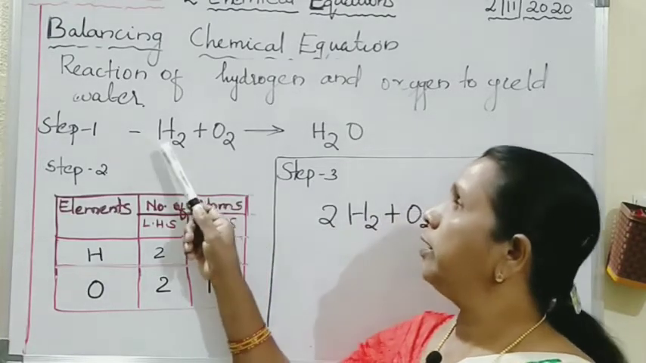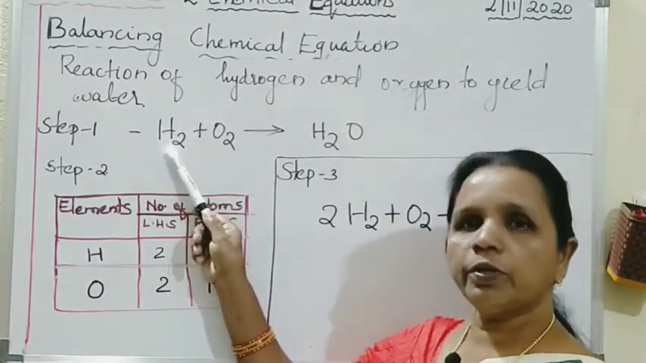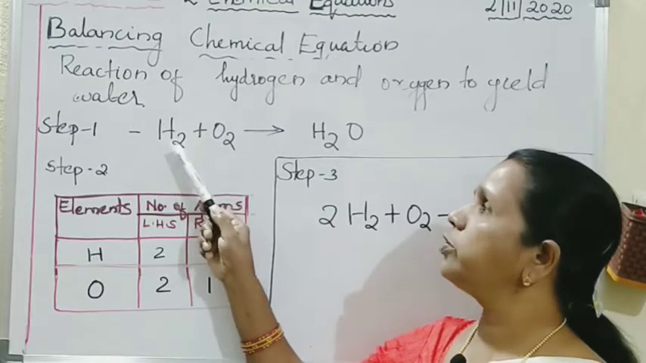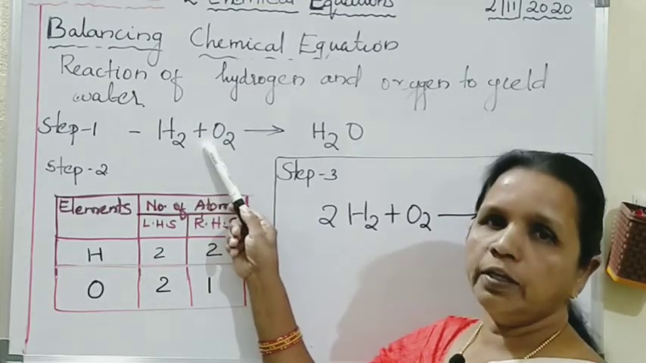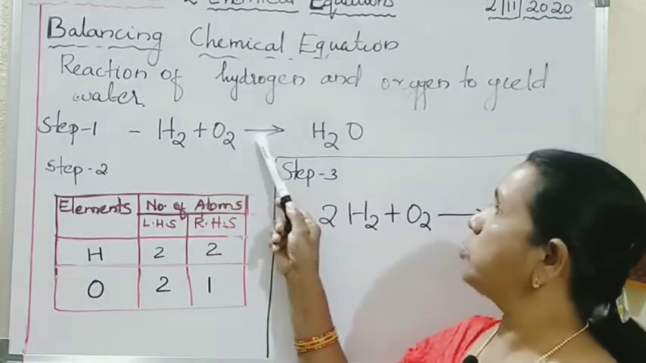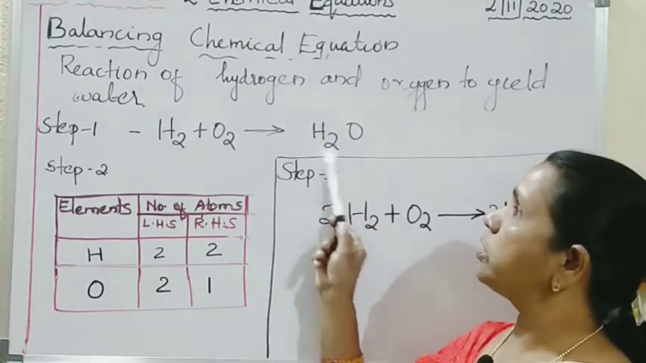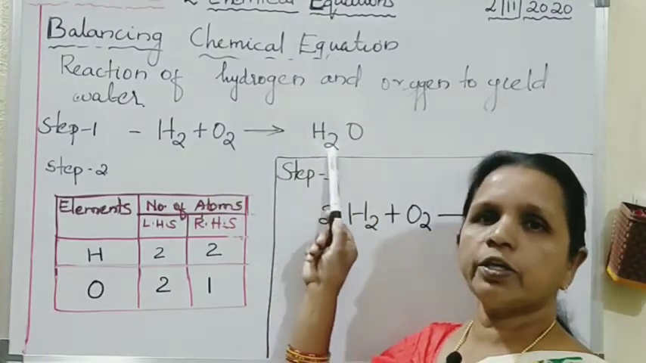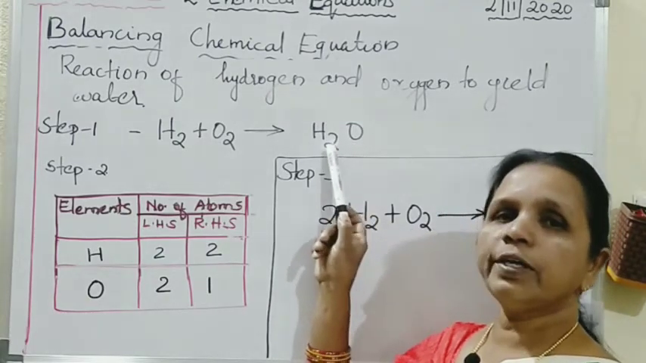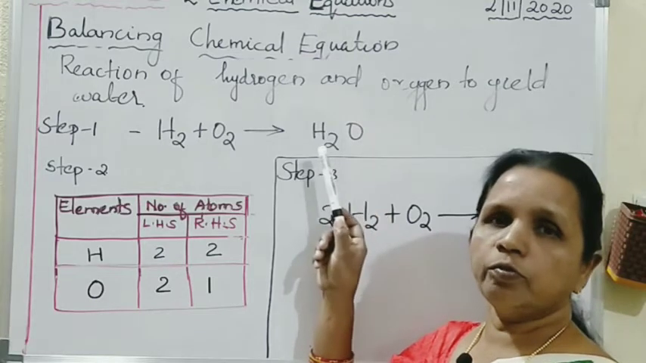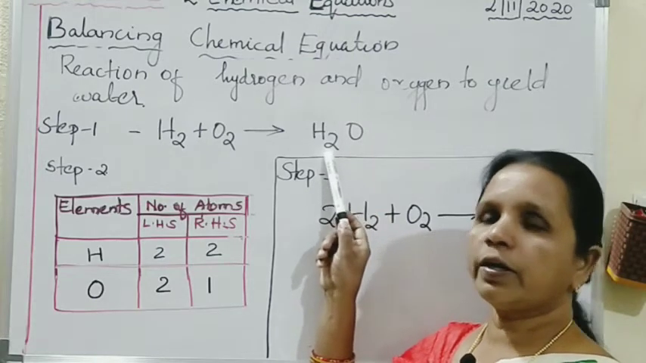First, hydrogen is a diatomic element, therefore we have to write H2. And oxygen is also diatomic, so it is O2. This gives rise to H2O, the formula for water. This is a 2:1 ratio, which we already studied in 9th class. 2:1 is the ratio of hydrogen to oxygen in water.